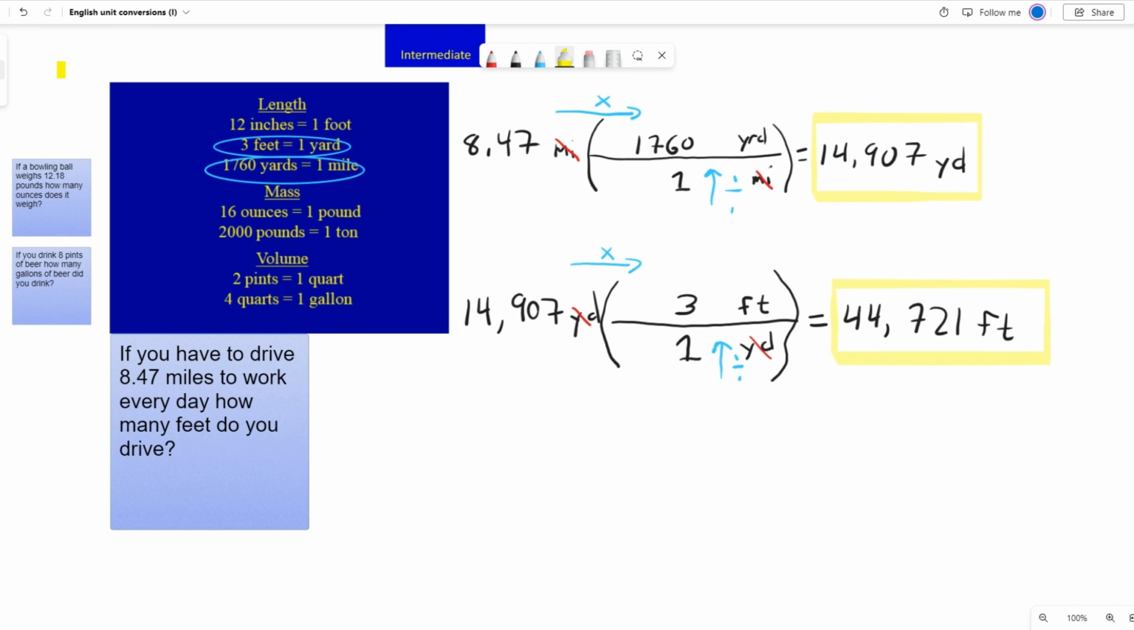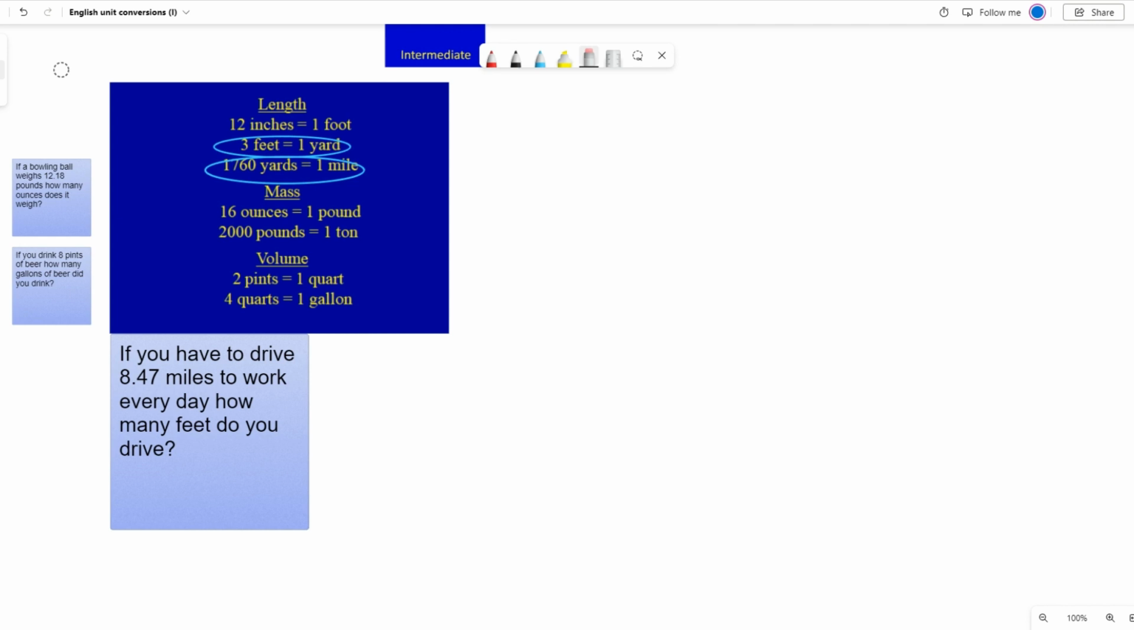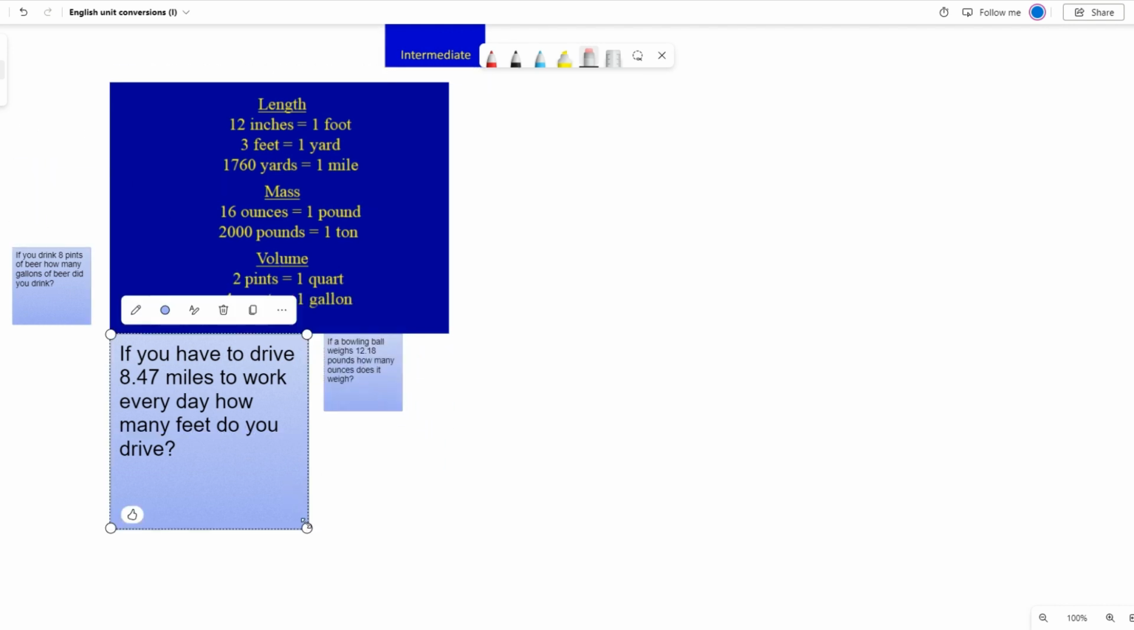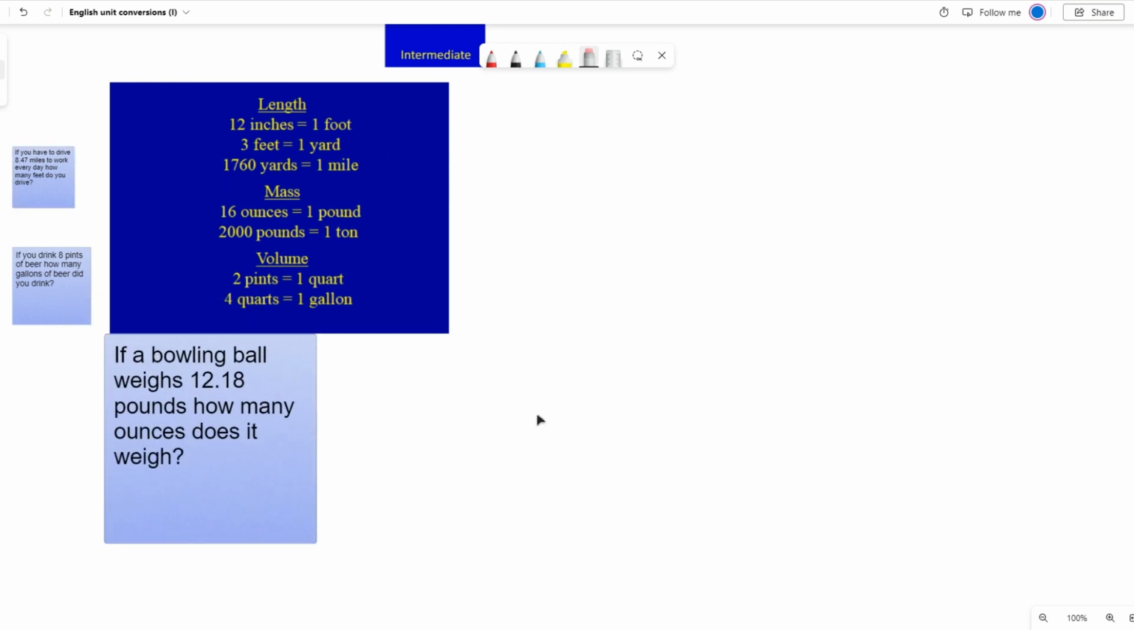So let's take a look. This was an example of converting a length. Let's take a look at another example where we're now converting mass in the English system. So I'll just erase everything on here. For the second problem, it looks at the weight of a bowling ball. It says that if a bowling ball weighs 12.18 pounds, how many ounces does it weigh?